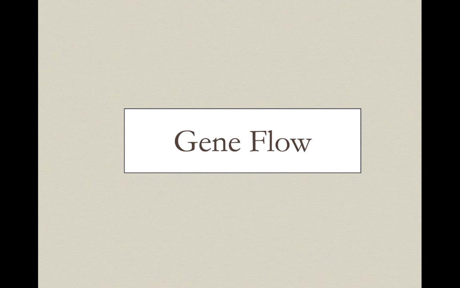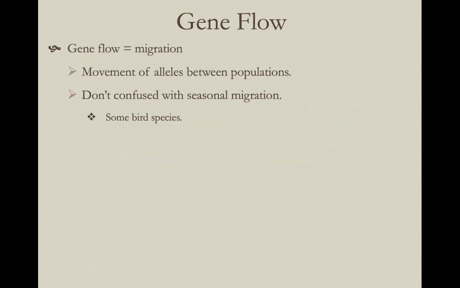Gene flow is actually one of the easier concepts in microevolution to understand, because the name, at least this name, is a very good description of what's going on. Unfortunately, gene flow also has another name. It's also called evolutionary migration, and this can lead to some confusion. So what is gene flow? It's the movement of alleles between populations. And that can be individuals, it could be pollen grains, it could be seeds, it could be spores.